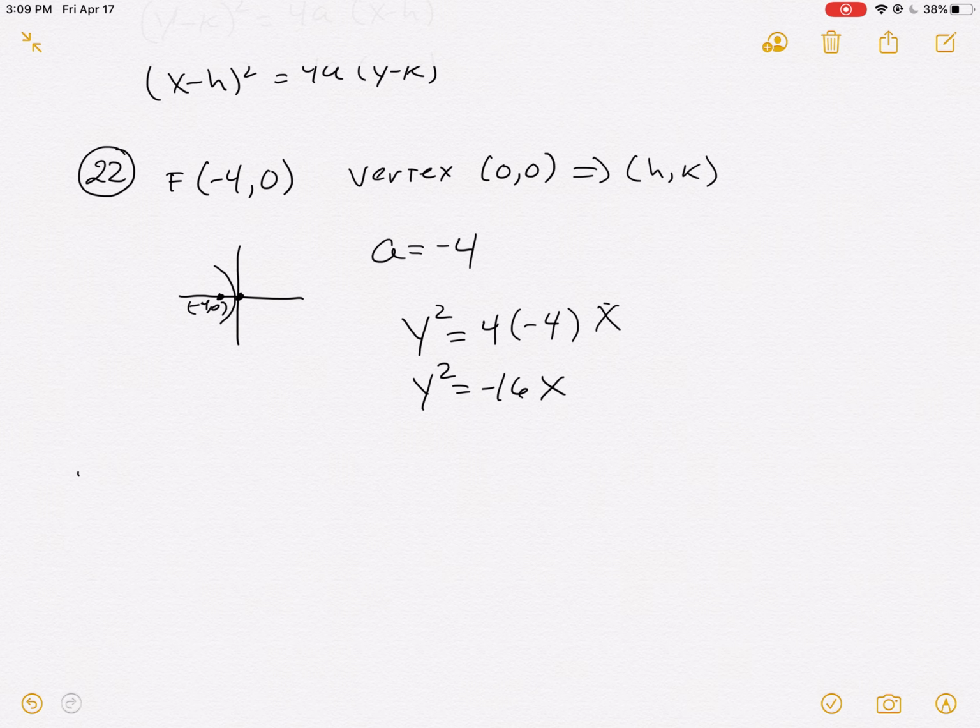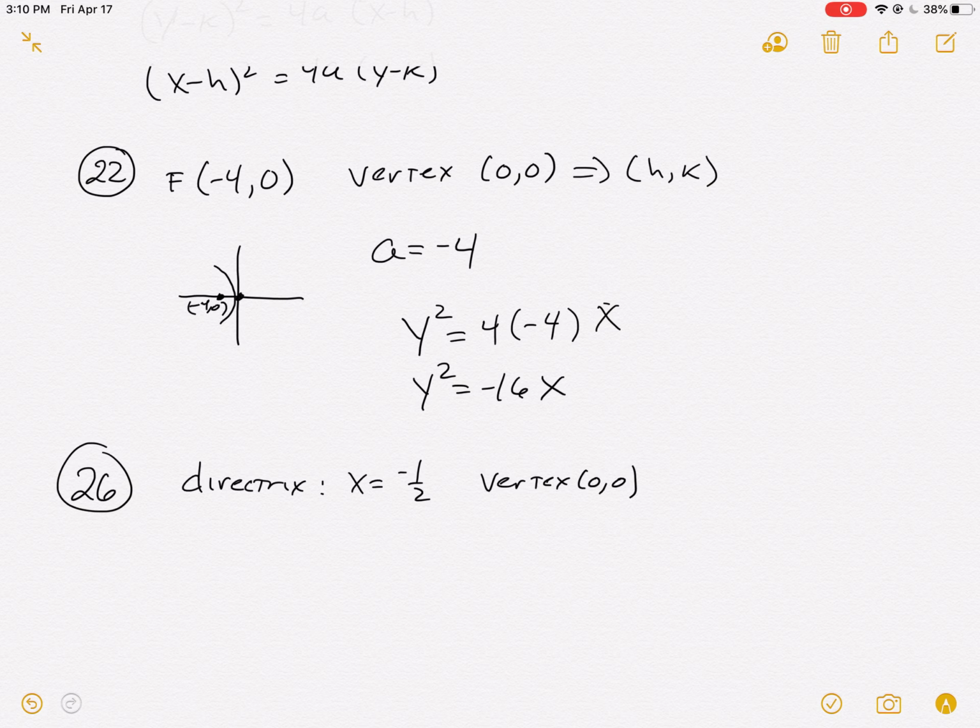Let's take a look and see if it's much different in 26. It doesn't matter what 2 pieces of information they give us, but they need to give us 2 pieces of information. And so let's see what they give us here. They give us the directrix line, right? They're telling us that the directrix line is x equals negative 1/2. And the vertex is still at 0, 0. I would draw it, right? You might think I'm crazy, but I would totally draw it. And so 0, 0 is our vertex. The directrix is the line x equals negative 1/2.